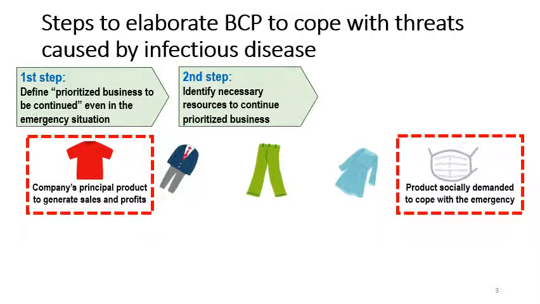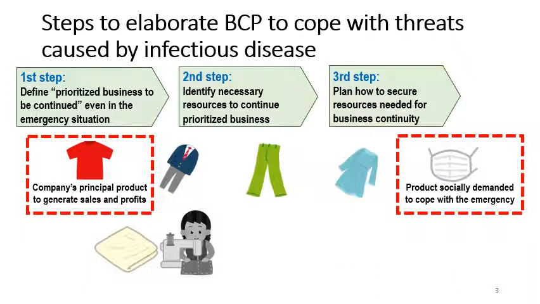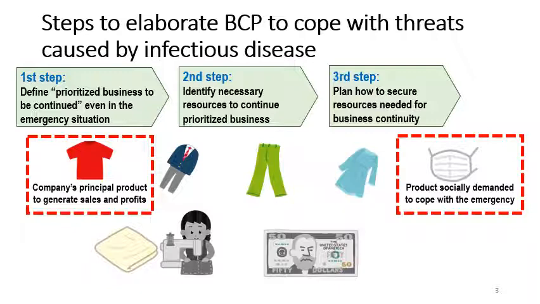In the case of the garment enterprise, raw material and workers are needed for production and sales of the shirt and face mask. The final step is planning how to get such necessary resources, for example, getting necessary working capital for the operation, looking for new suppliers of necessary raw materials, and some measures for infection prevention of the workers, and so on.